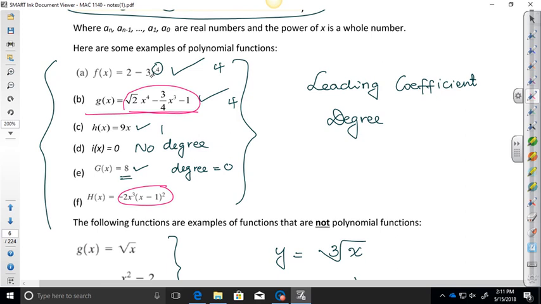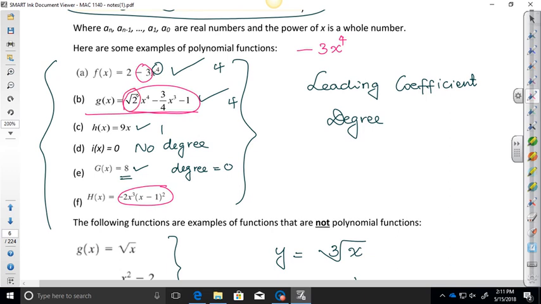Now, the leading coefficient is the coefficient of the term which determines the degree. So the leading coefficient of this polynomial function is negative 3. That can be any real number. a_n is negative 3 because it's negative 3x to the 4. That term determines the degree. So it's the number next to x to the 4. Correct. That's the coefficient in front of it.